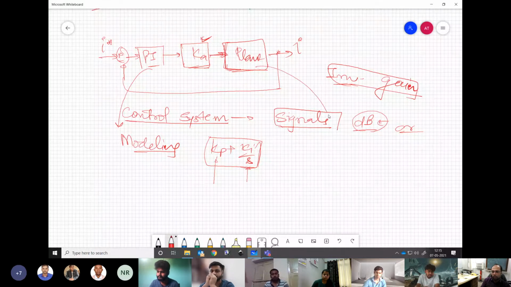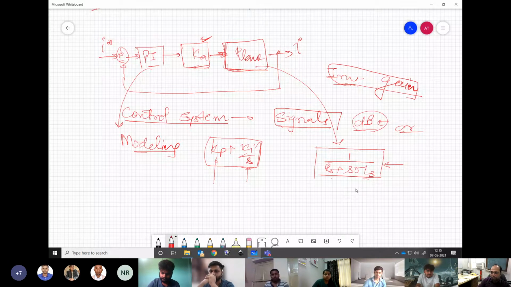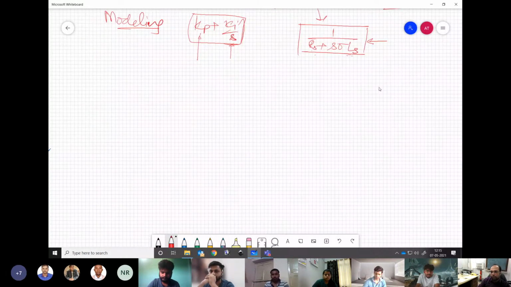When we have plant, how do we model? We model it by 1 by (Rs plus s sigma Ls). This means what? This is the nature of this system, nature of this plant. It is kind of RL circuit. That is what it is representing. Understanding my point?